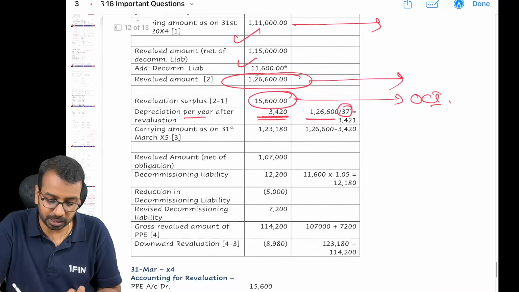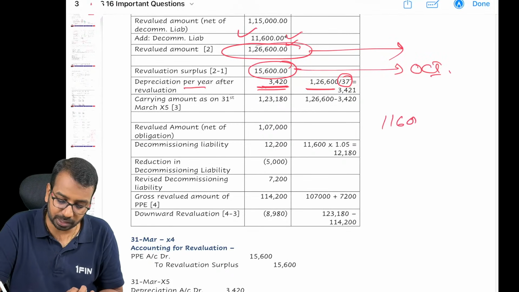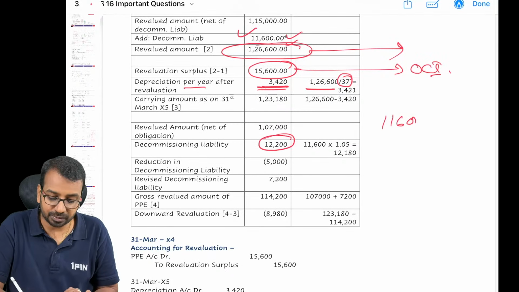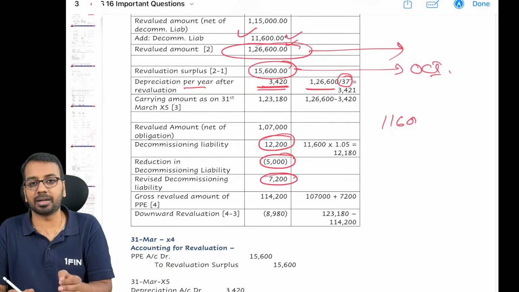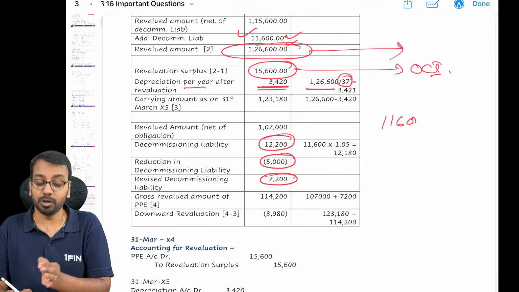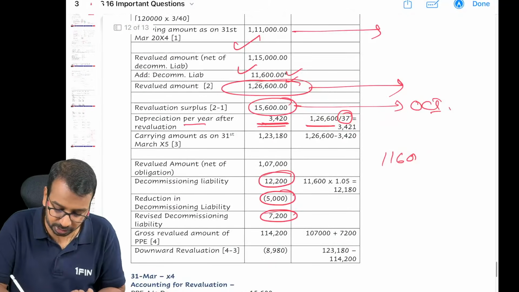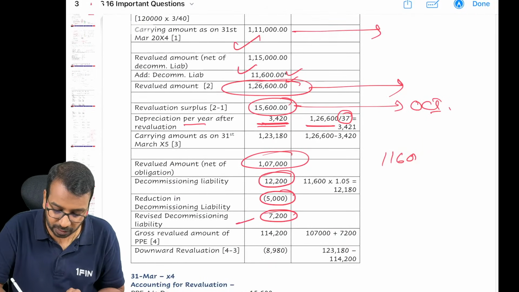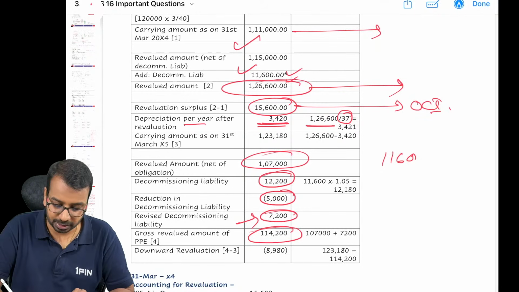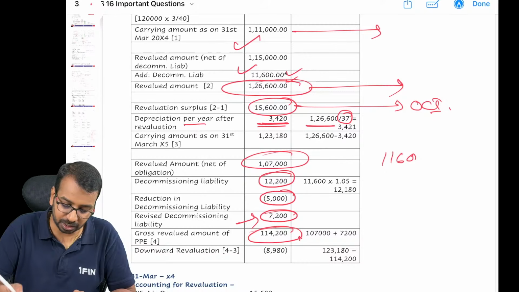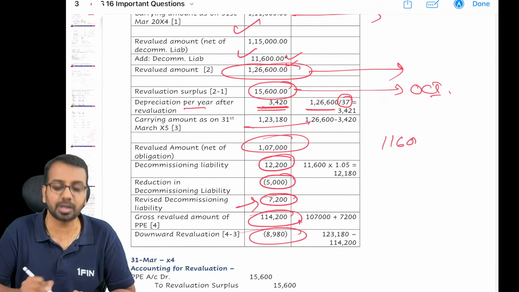Now, this 11,600 after 1 year will be how much? 12,200. Now they're saying there is a reduction of 5,000, so it becomes 7,200. So the liability has reduced to 7,200. Then revalued amount net of obligation is how much? 1,07,000. On that, if you add the obligation, it becomes 1,14,200. If you compare the carrying amount, what is the carrying amount? Carrying amount is 123. So difference is downward revaluation.